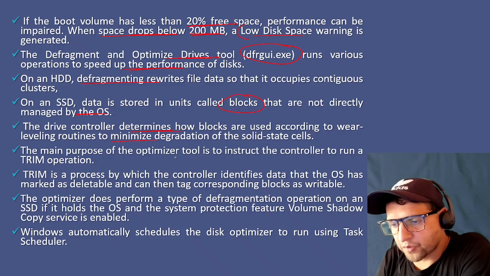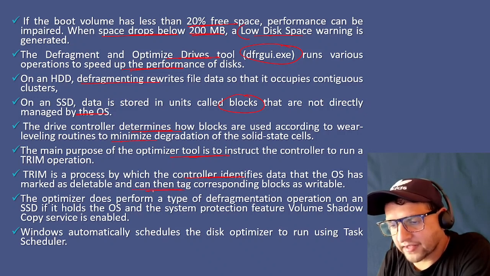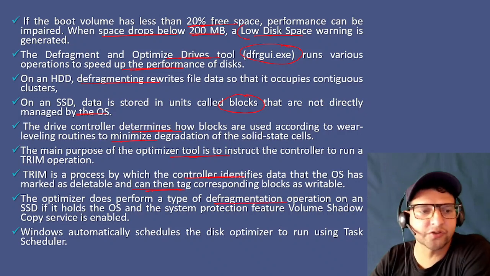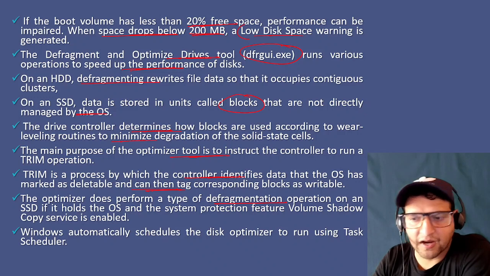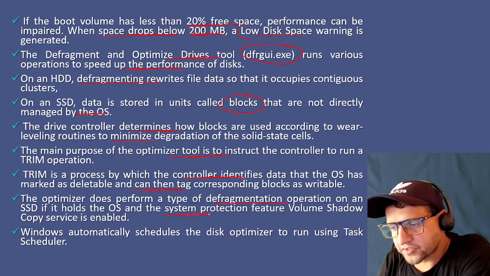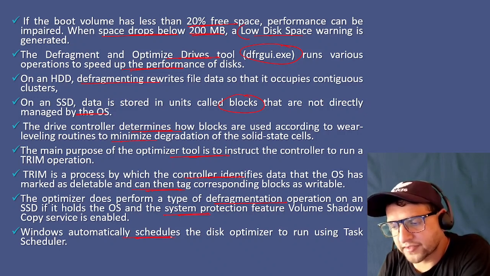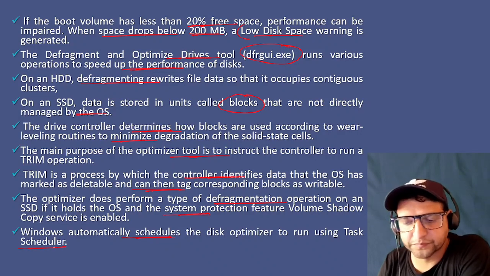So the main purpose of the optimizer tool is to instruct the controller to run a TRIM operation. So what's TRIM? It's a process by which the controller identifies data that the OS has marked as deletable and can then tag the corresponding blocks as writable. So the optimizer does perform a type of defragmentation operation. It's a type, it's not the actual defragmentation you do on a hard disk. If it holds the OS and the system protection feature, Volume Shadow Copy Service is enabled. Windows automatically schedules the disk optimizer to run using Task Scheduler.